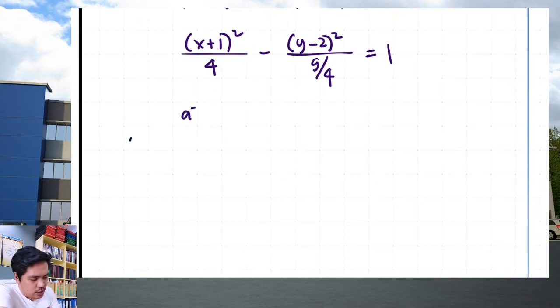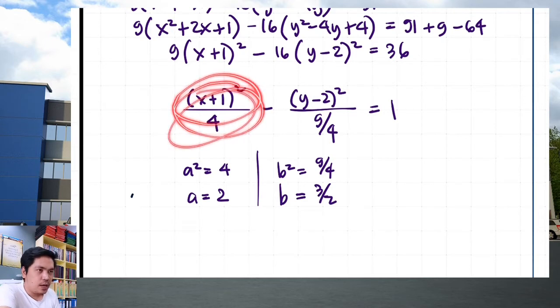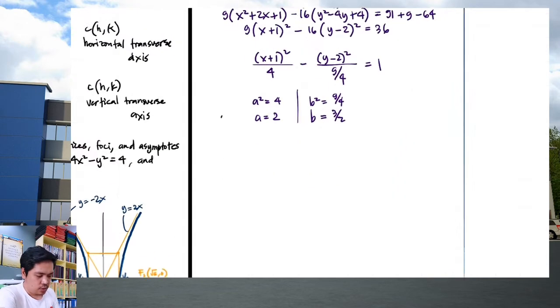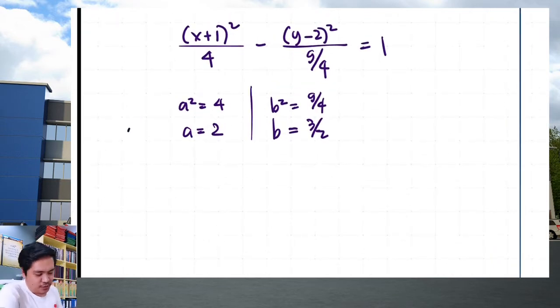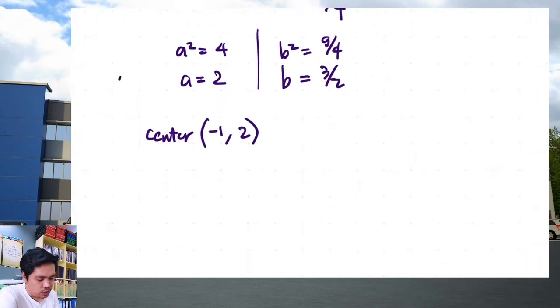So from here, we say that a squared is equal to 4. So a is 2. And b squared is equal to 9 over 4. So our b is 3 halves. And from the standard equation, we know that the transverse axis is horizontal, kasi nasa, yung nauna is yung sa x. Okay. So to locate the center, we know that this should be x minus h. So therefore, our h is negative 1 because this is x minus negative 1. So h is negative 1 and k is 2. So the center is located at negative 1, positive 2. Okay? So we already have the center.